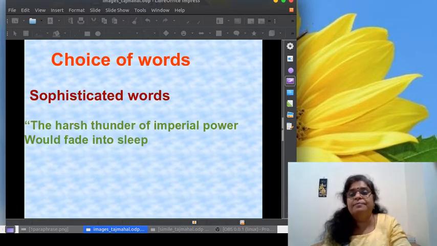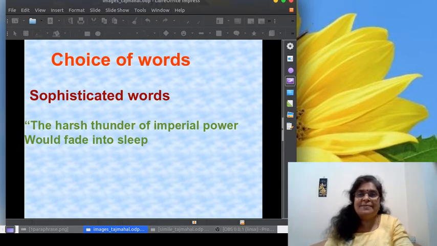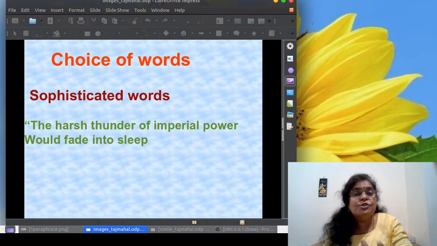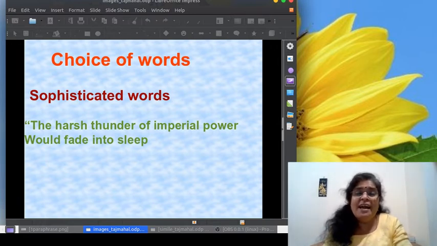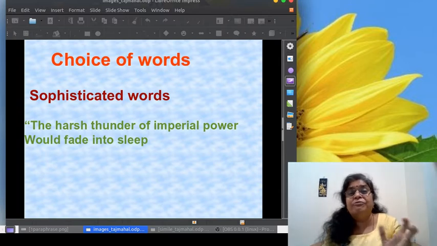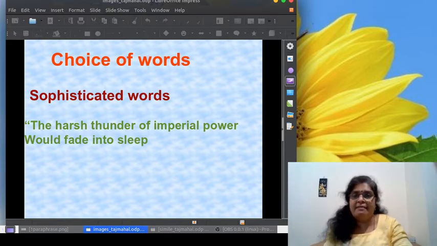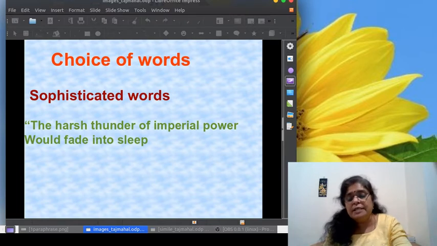So, next one. Choice of words. Beautiful words, sophisticated words. Beautiful and sophisticated words. Look at the line: The harsh thunder of imperial power would fade into sleep. So beautiful, isn't it? And Tagore is using each and every word with force, with so much beauty. So that is the first poetic device, diction. Okay, so let's go for the next one.